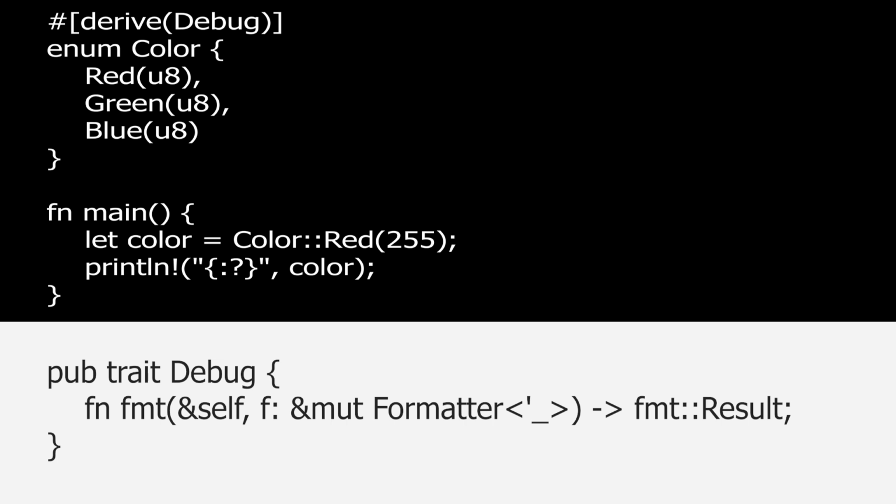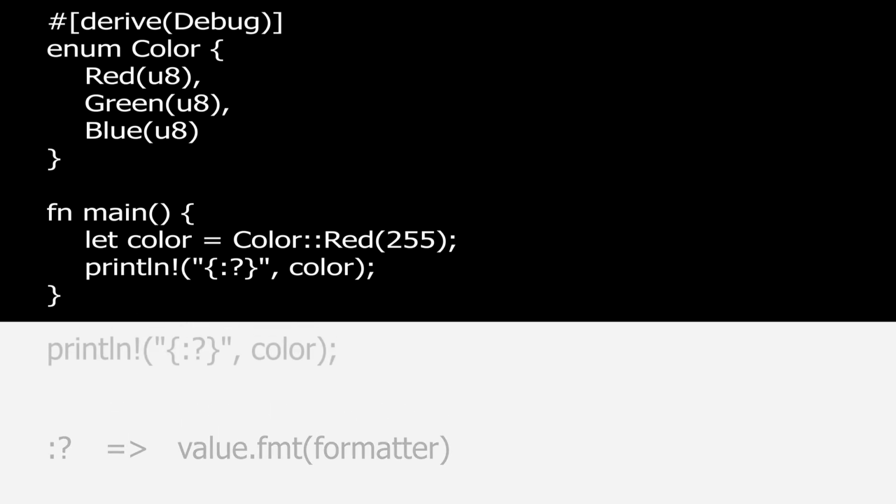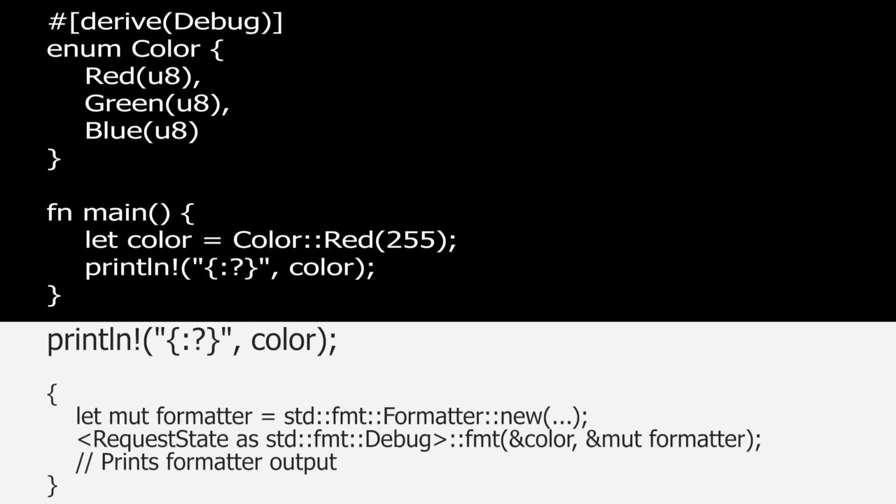So whenever the compiler encounters this during execution, behind the scenes it actually runs the method value.fmt and passes the formatter. Here, formatter is Rust's output writer. It receives your formatted text and writes it to the destination, like terminal, string or log file. So when a code like this is present, it actually expands to this.